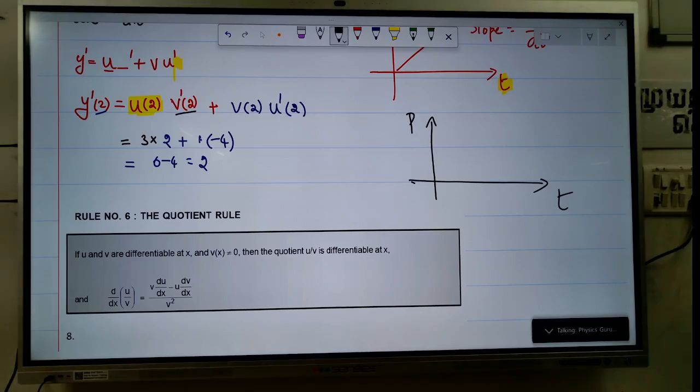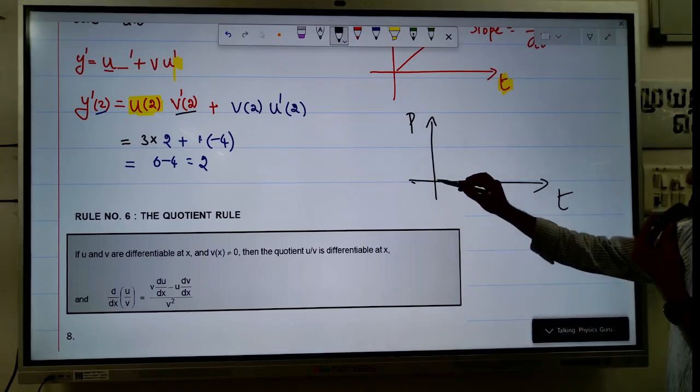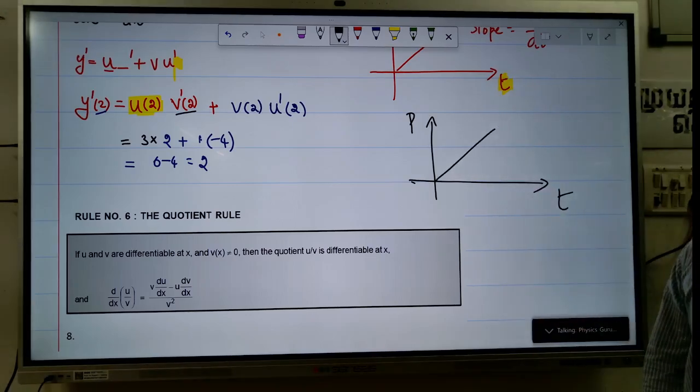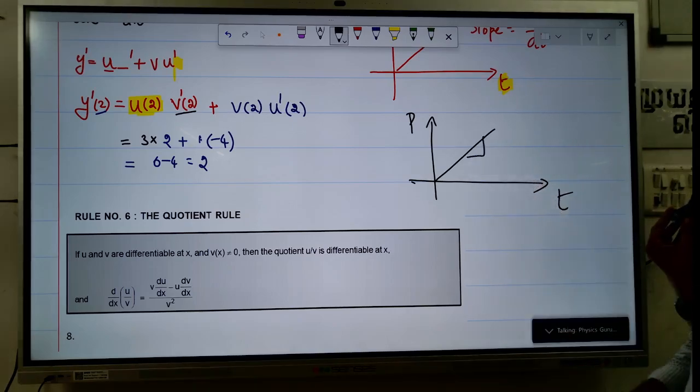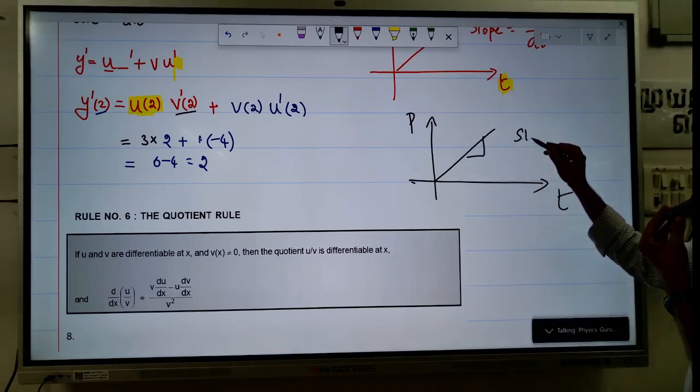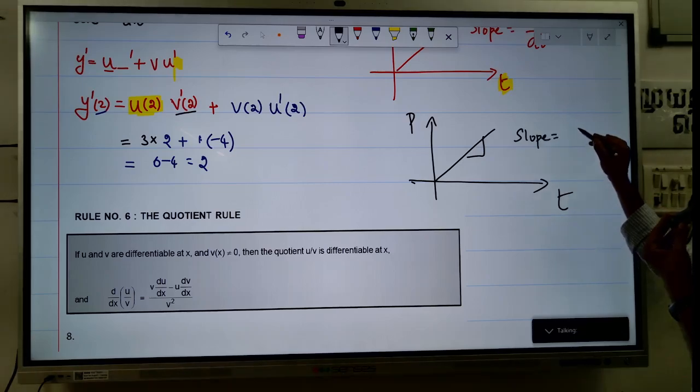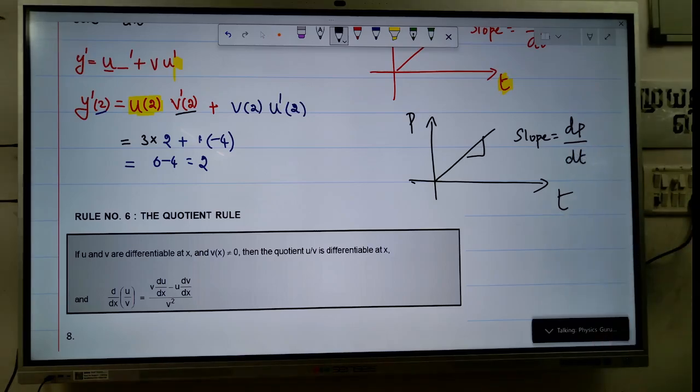Change in momentum with respect to change in time. So I have a line like this. So what do we got? Slope. Slope is equal to change in momentum by change in time. What do we call this quantity? Force.